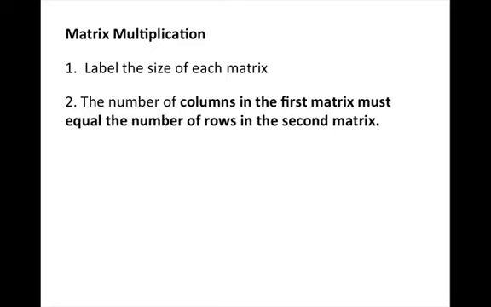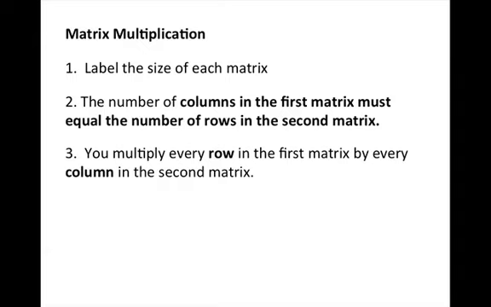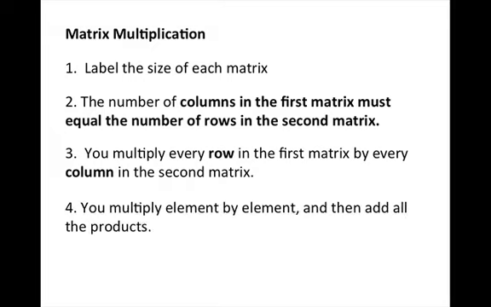In order for the matrices to be able to be multiplied, the number of columns in the first matrix must equal the number of rows in the second matrix. If this is true, then you multiply every row in the first matrix by every column in the second matrix. And you do this by multiplying element by element and then adding all of the products.